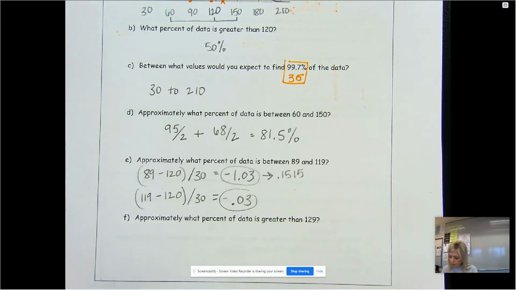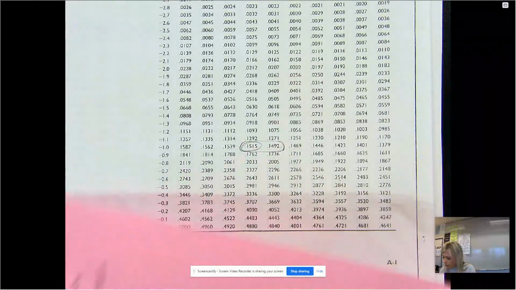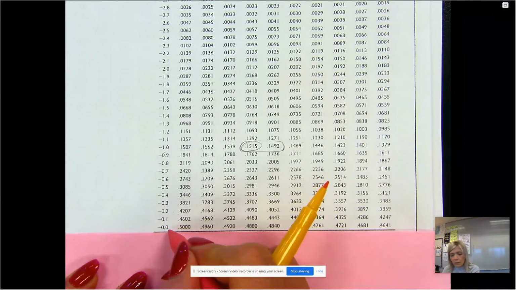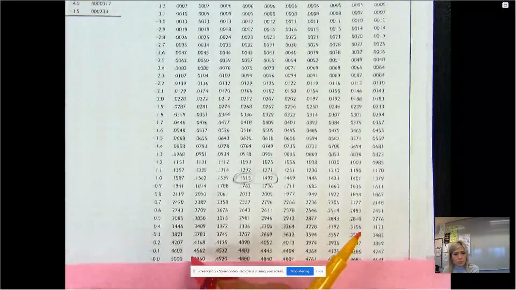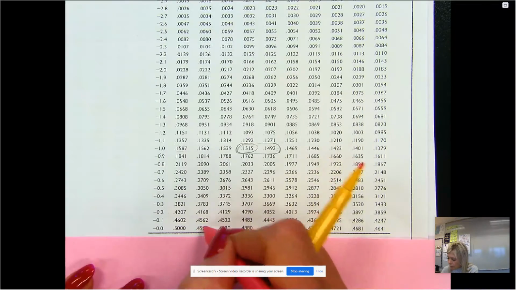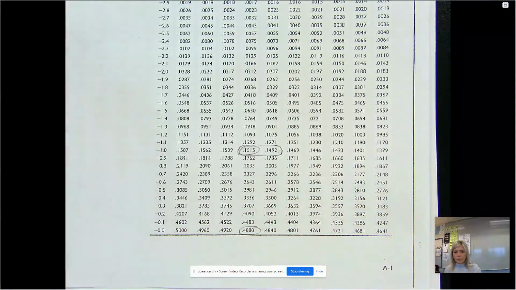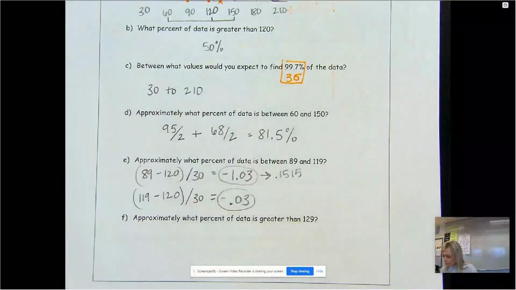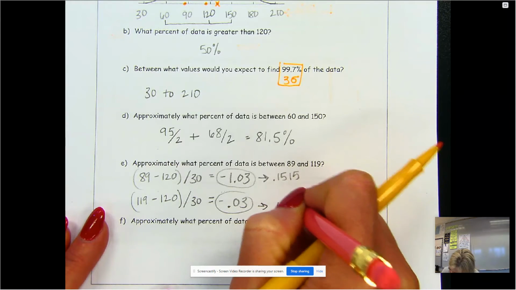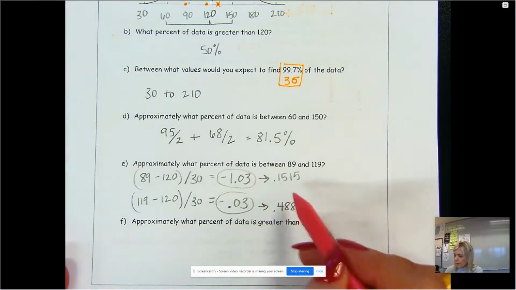And then negative 0.03, this is interesting. That bottom row, negative 0.0, and then over to the 3 column, which is going to land on this, 0, 1, 2, 3. It's right here, 0.4880. Okay, and so we have these two numbers.